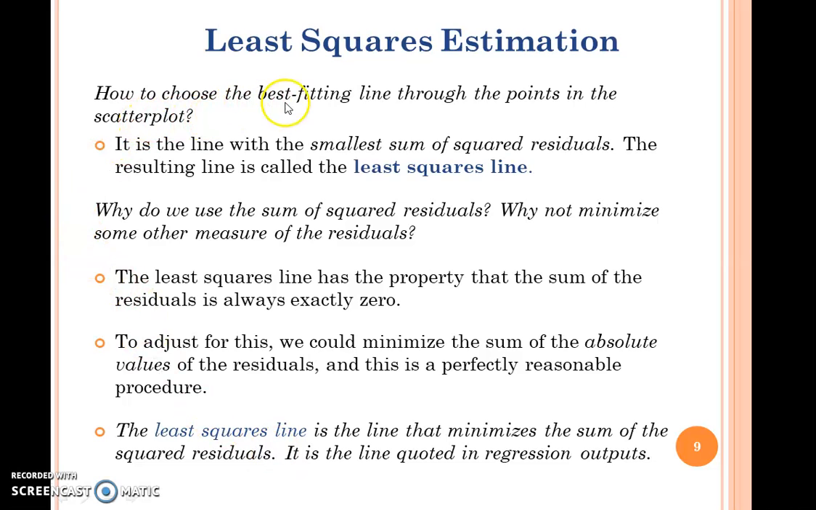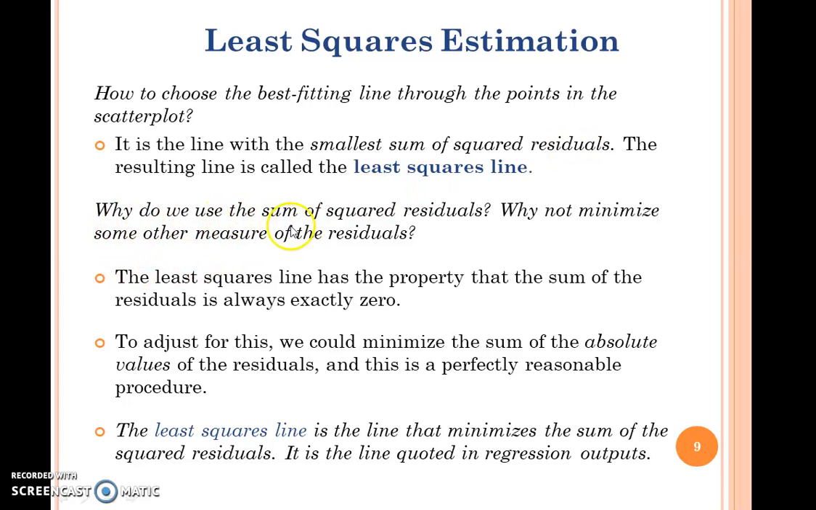How to choose the best fitting line through the points in the scatter plot? The answer is: it is the line with the smallest sum of squared residues. We know what is meant by residues. The resulting line is called the least square line. Remember, it is the line with the smallest sum of squared residues. So the maximum possible points should lie on the line itself.